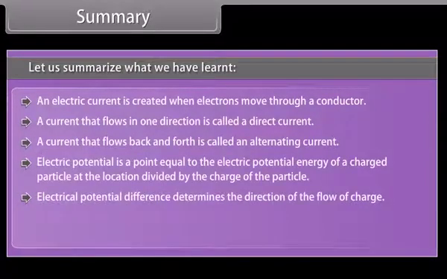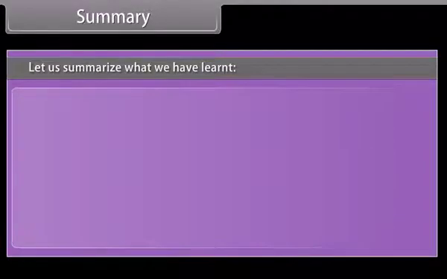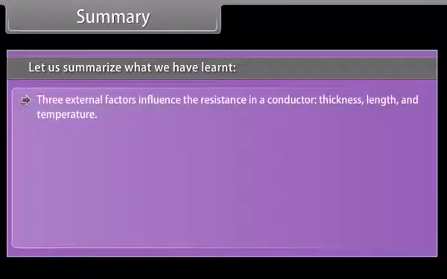Electric potential difference determines the direction of the flow of charge. Ohm's law states that the current through a conductor between 2 points is directly proportional to the potential difference across the 2 points. Three external factors influence the resistance in a conductor: thickness, length, and temperature.